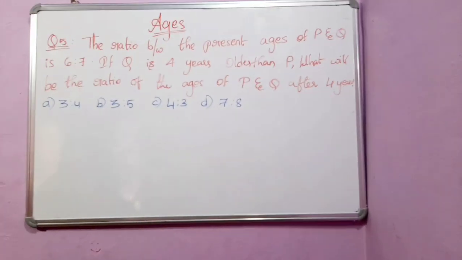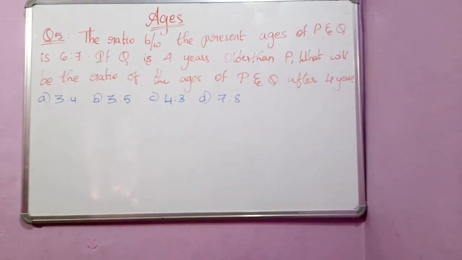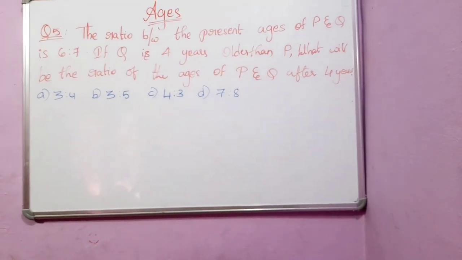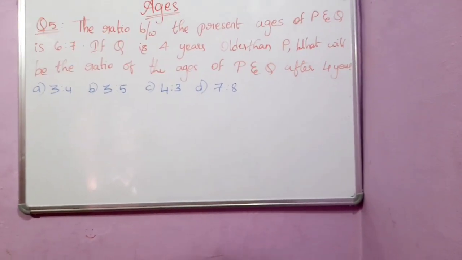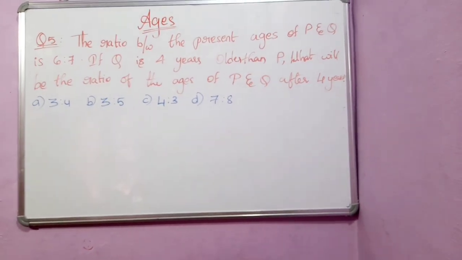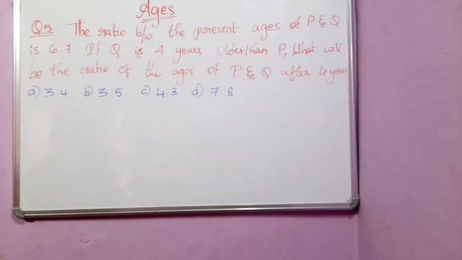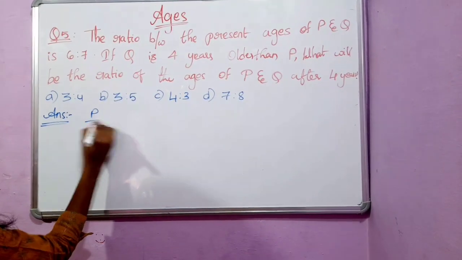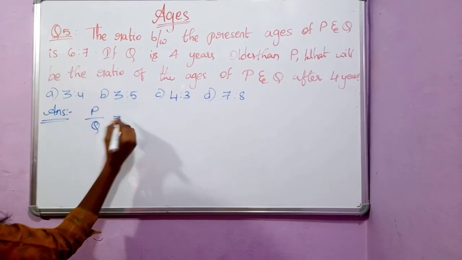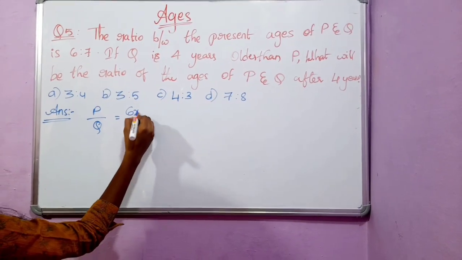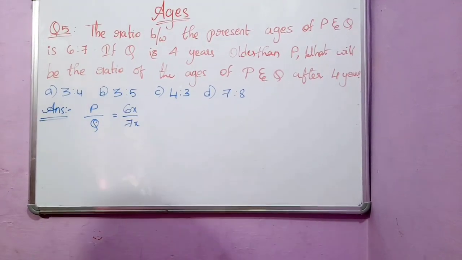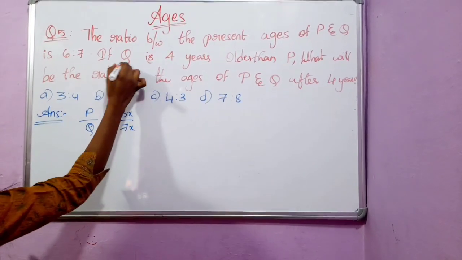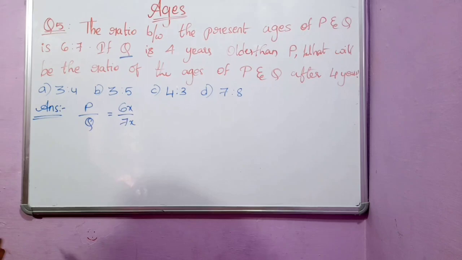See another question. The ratio between the present ages of P and Q is 6:7. If Q is 4 years older than P, what will be the ratio of the ages of P and Q after 4 years? Now, so P by Q, the ratio of P and Q is 6:7. That means 6x by 7x. 6 parts by 7 parts. Here it is.